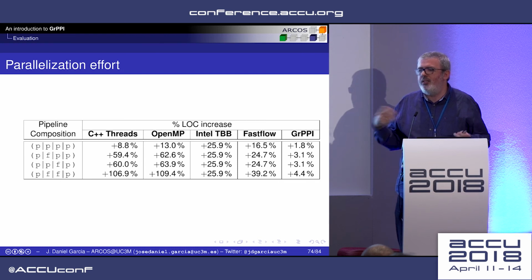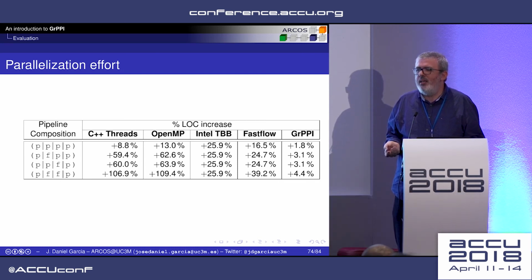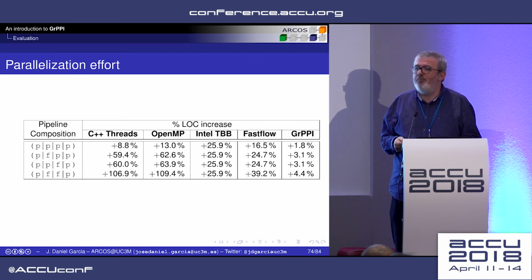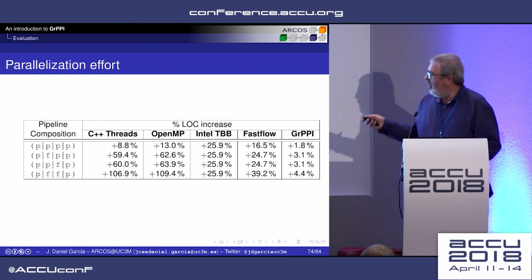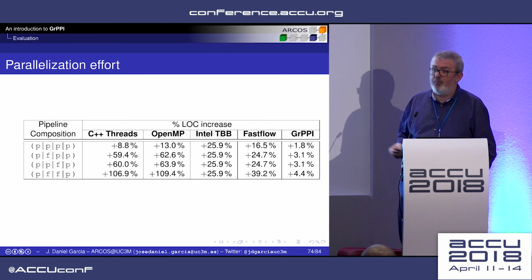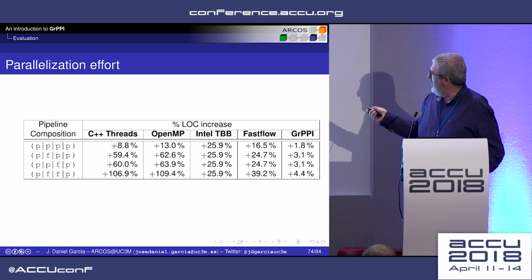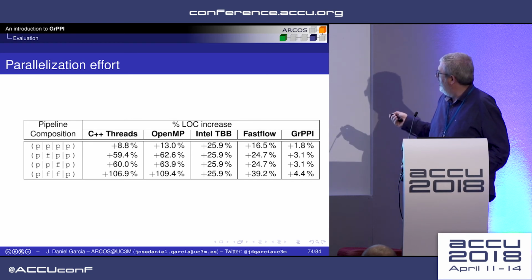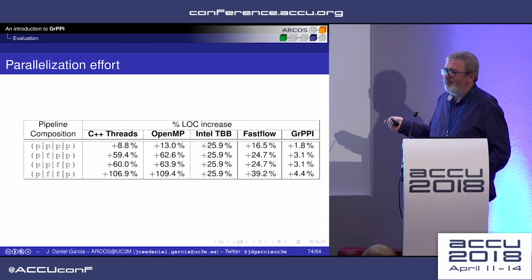Basically, what Intel TBB is going to do is you don't explicitly say farm, but this is configured by the number of tokens in Intel TBB. And then we have FastFlow. FastFlow has the concept of farm. But still, you need some effort, between 16 and 39%.